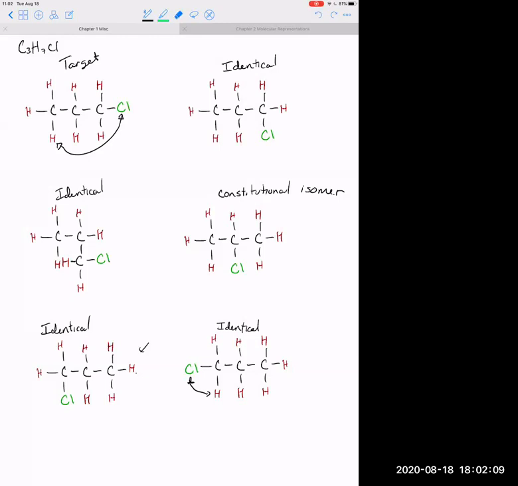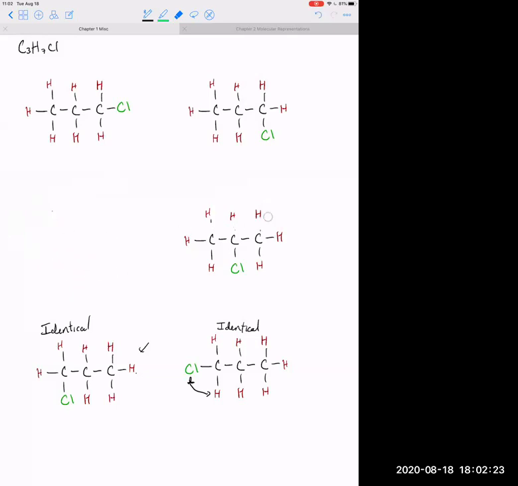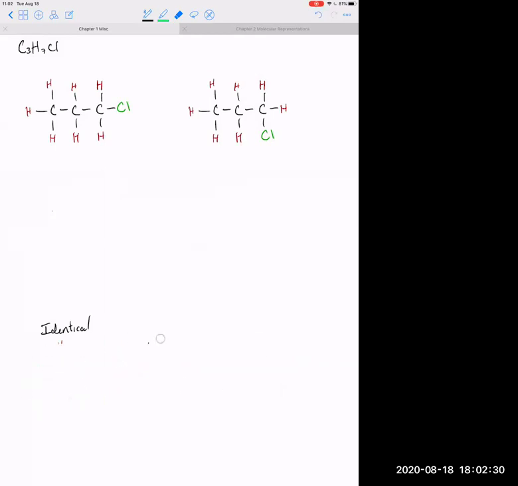Yeah, so I guess I'll do another example just to make it a little bit more tricky here, so there aren't just the two. All right, so let's do C3H6F2.